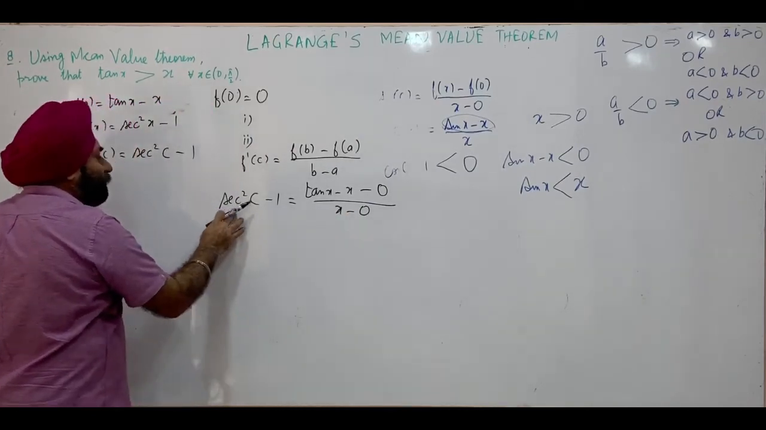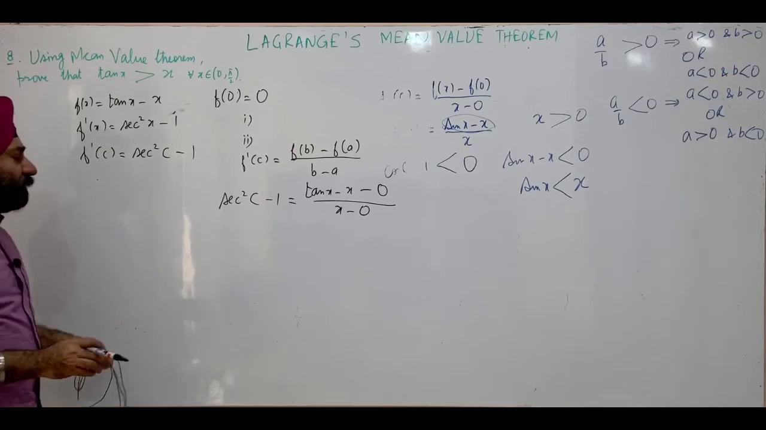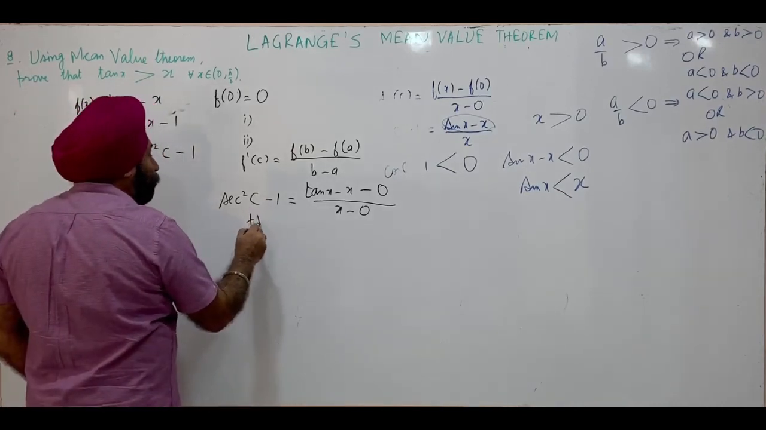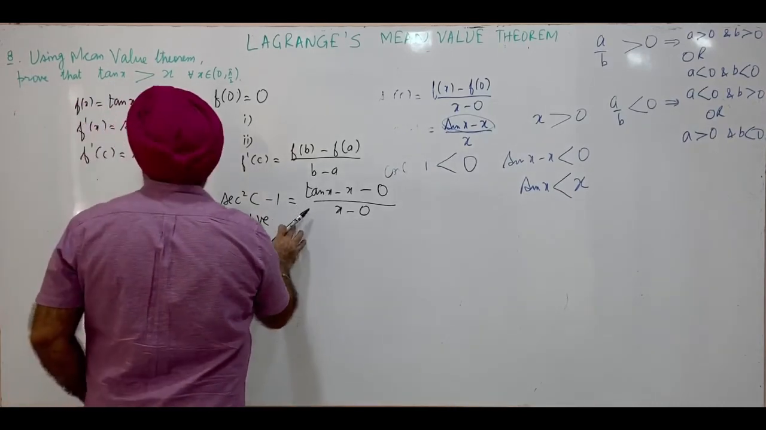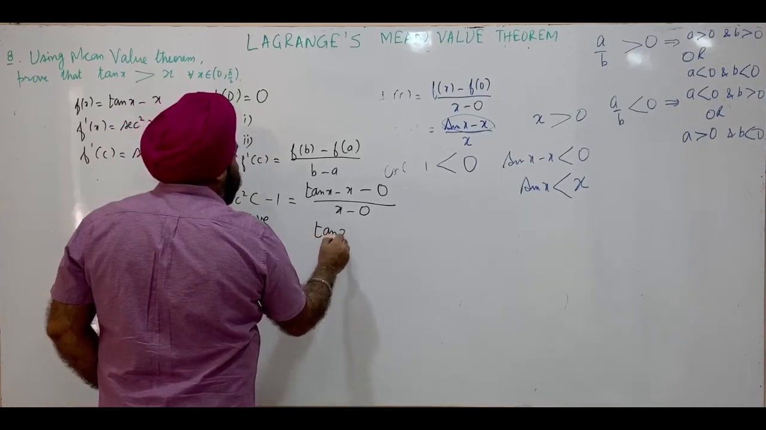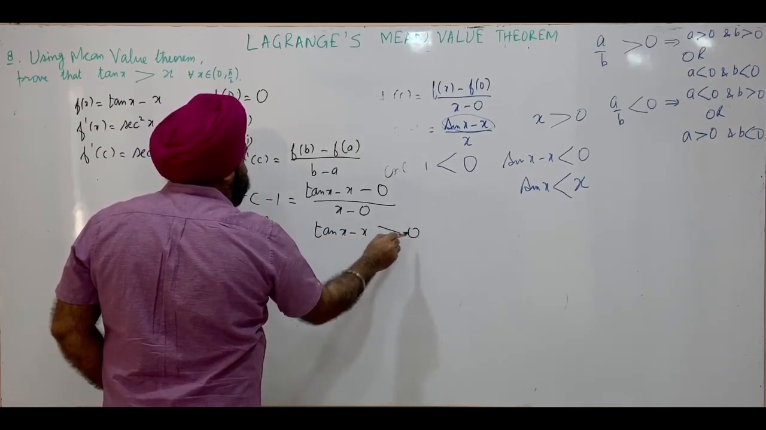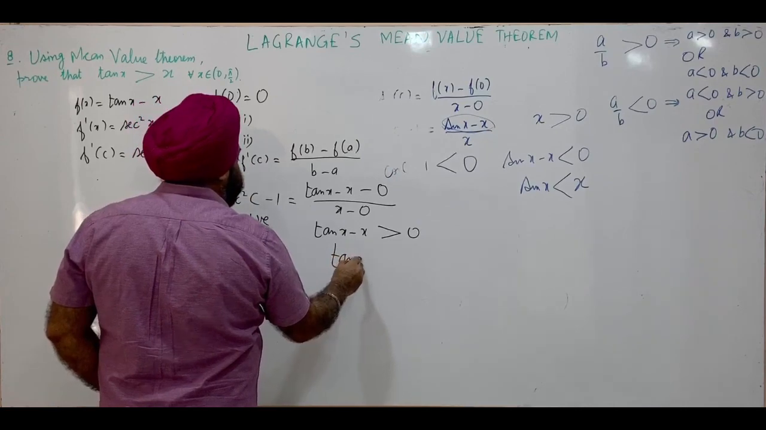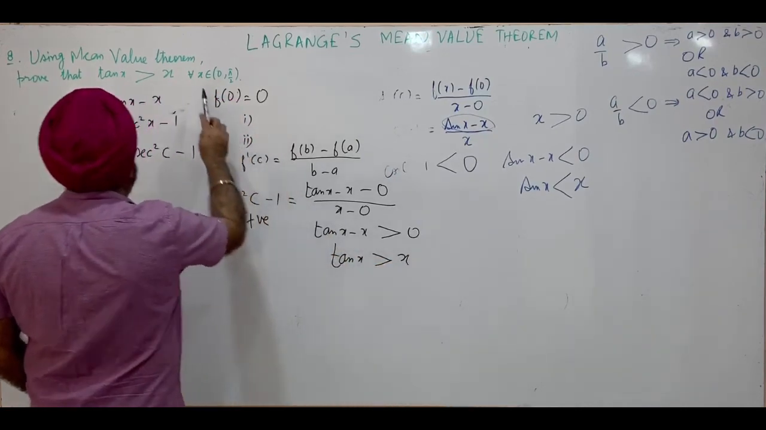Now what is the sign of secant square of c minus 1? This is positive. This is positive, means the right hand side tan x minus x is also positive, or tan of x is greater than x. This is what we wanted to prove.